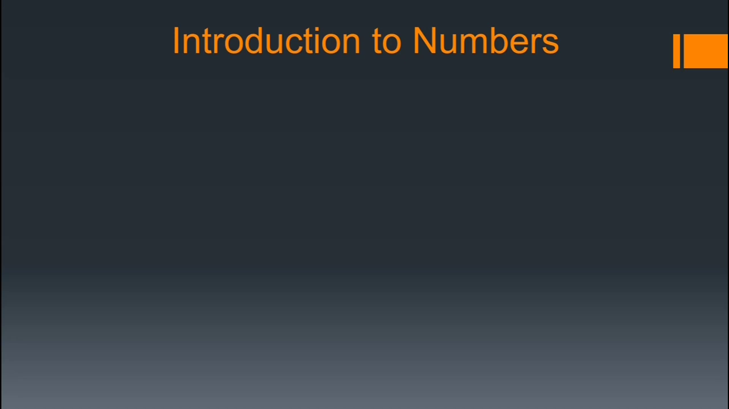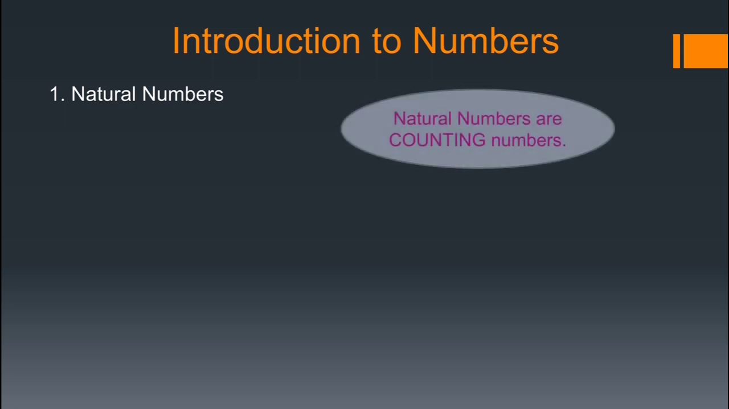So first we will introduce you to a type of number, the natural number. So what are natural numbers? Natural numbers are basically those numbers which we use for counting. Suppose I ask you to count the fingers in your hand, then you will definitely start from 1, 2, 3 and so on. So these numbers are known as natural numbers. So we can say natural numbers are the counting numbers.